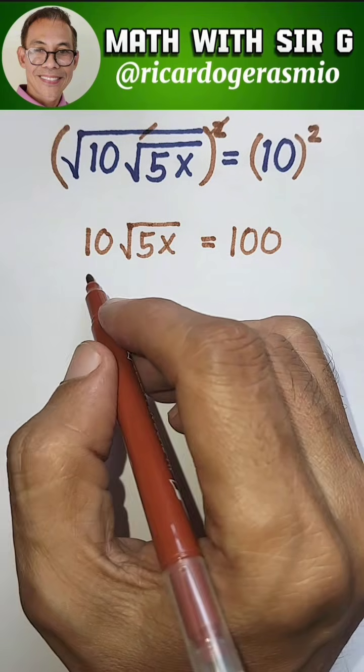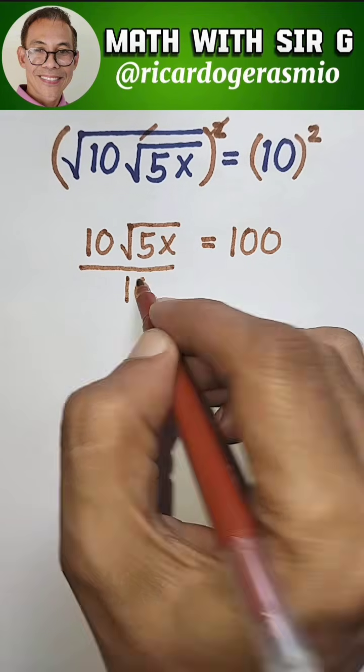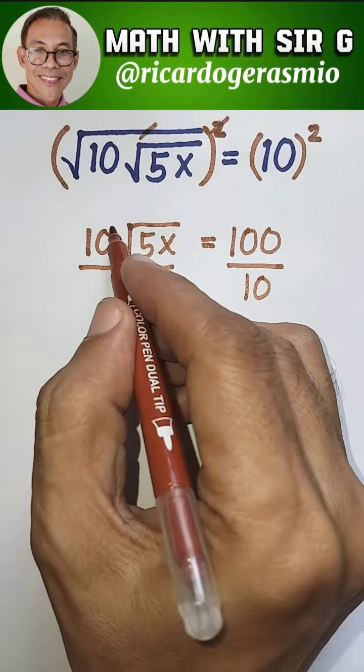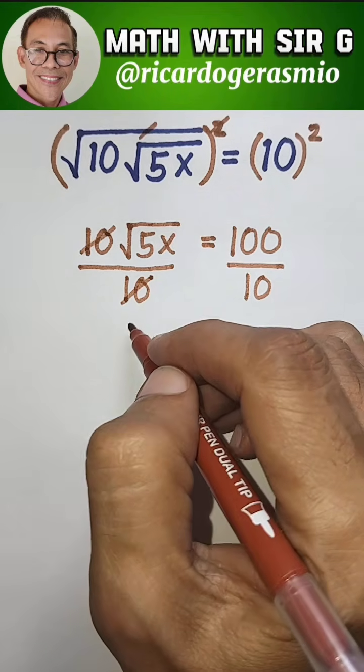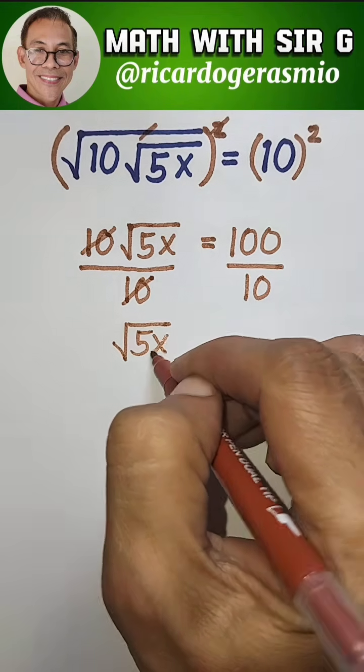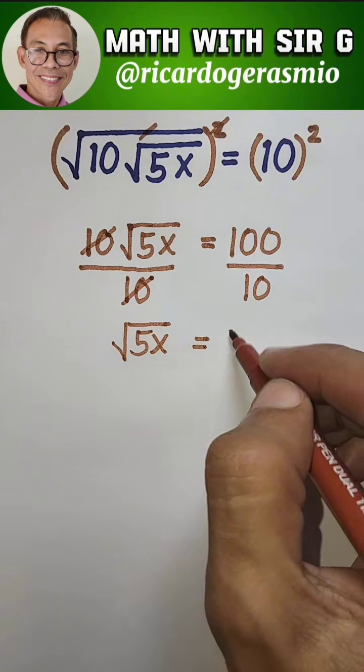So next, guys, let's divide both sides by 10. So divide 10 here and divide also 10 here. So cancel this one, since 10 divided by 10 is 1, then we have square root of 5x equals the answer of this, 100 divided by 10 is 10.